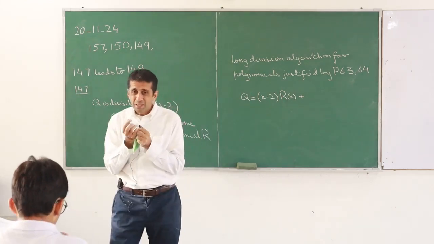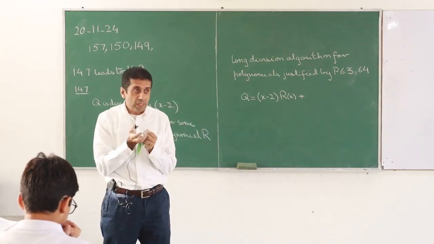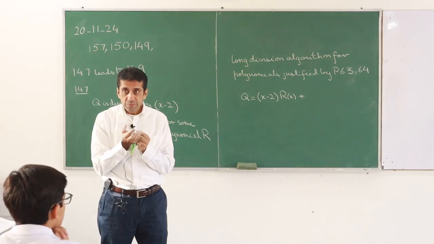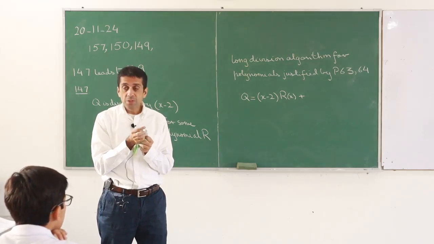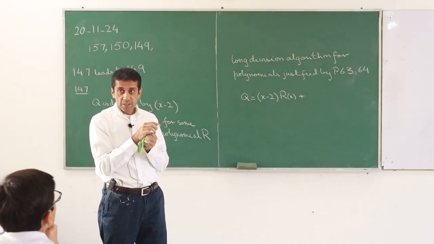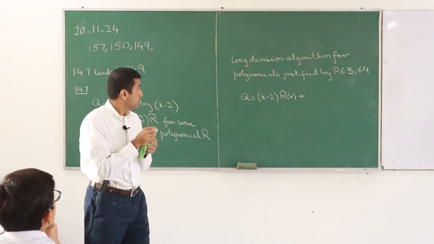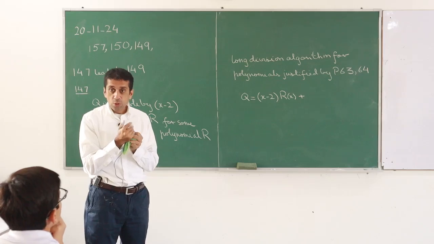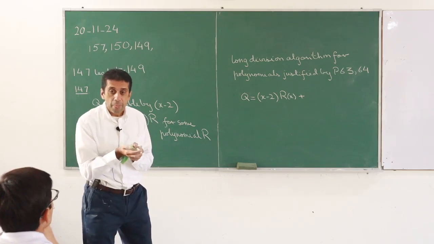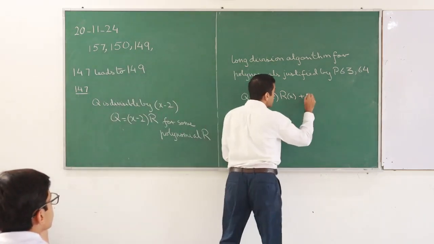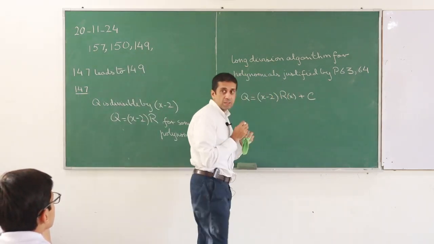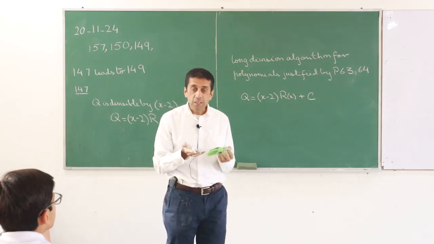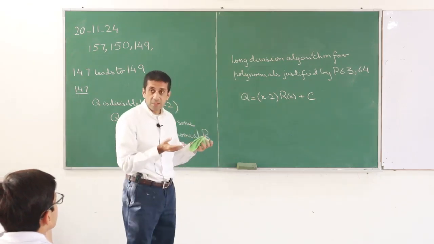What is the degree of the remainder by the long division algorithm? One less than the degree of the divisor. What's the degree of the divisor in this case? 1. So what's one less than 1? 0. So the remainder is a degree 0 polynomial, a constant c. That's what the long division algorithm tells you.